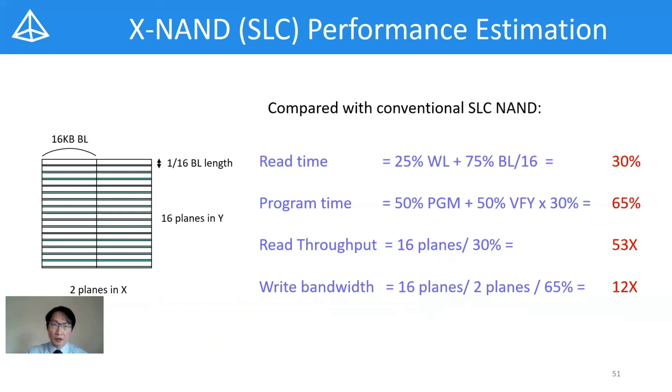XNAND's architecture can also be applied to SLC. When applied to SLC, it can achieve the highest performance of 3D NAND. This slide shows the performance estimation for SLC XNAND. Please notice, for read operation, SLC does not require additional plane to store the read data. So its read throughput can be increased to more than 50 times.